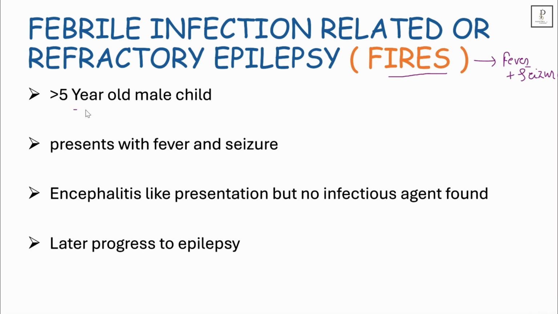But the age of the child will be greater than 5 years, so it is more than a 5-year-old child. So it is not febrile seizure. The child will present with fever and seizure, and the symptoms are encephalitis-like symptoms. But if you evaluate the child, you cannot find any infectious agent. Later on, this encephalitis-like presentation will progress into epilepsy, and the epilepsy is refractory. Refractory means it is very difficult to treat.